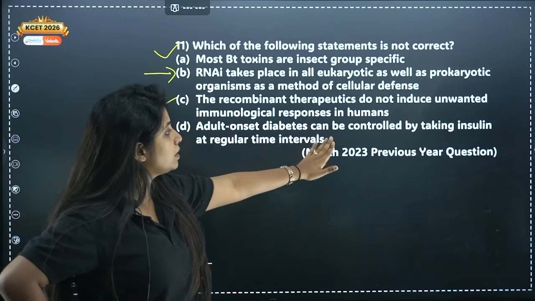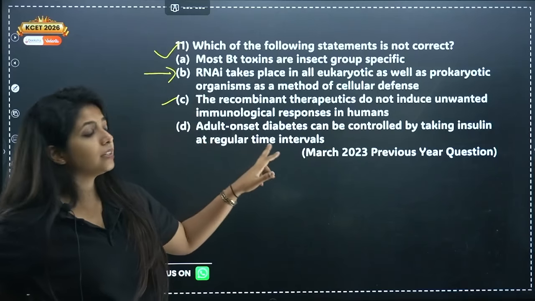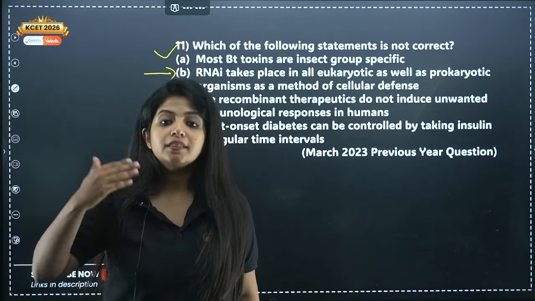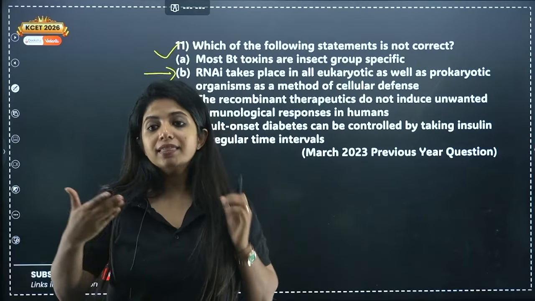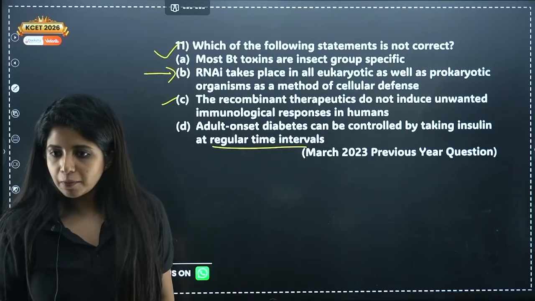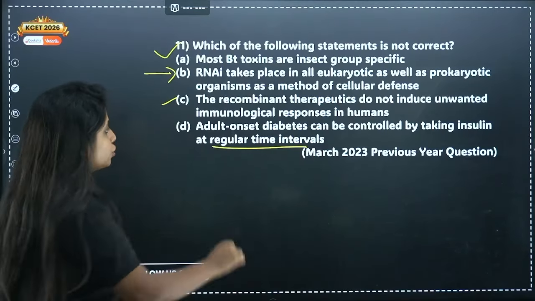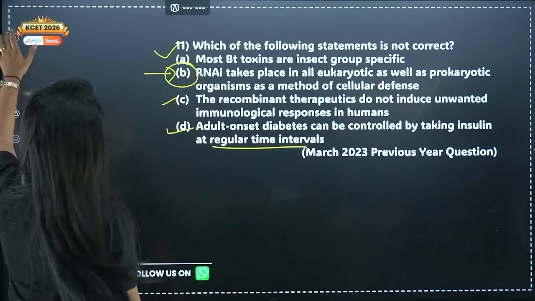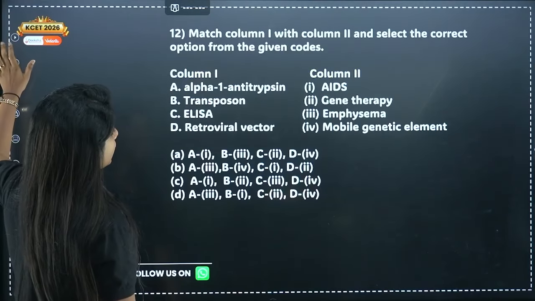Adult onset diabetes can be controlled by taking insulin at regular intervals. If someone has diabetes, it means the level of glucose in their blood is way too high, and that can be controlled by taking insulin at regular time intervals. Yes, it can be controlled. So this is also correct. So what is left is RNA interference, and we are going to see a question related to that.